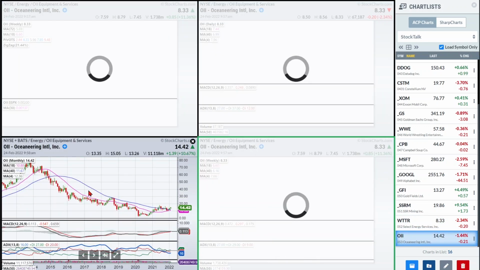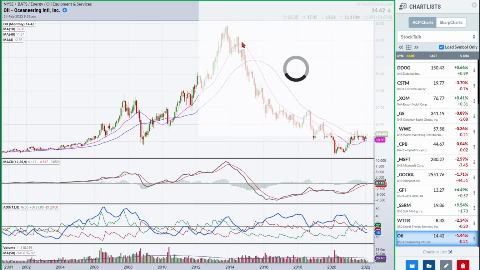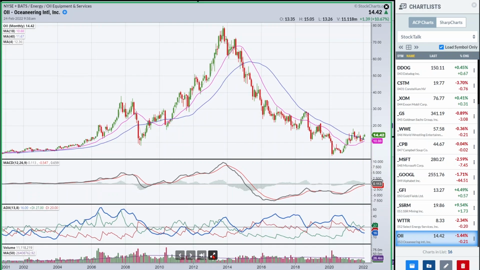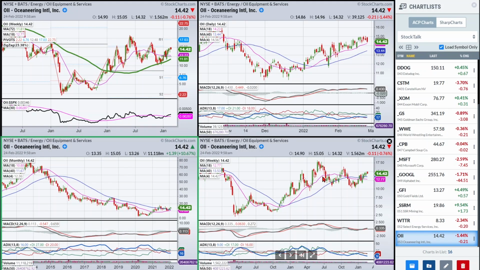Oceaneering, I think, is kind of interesting, and I just want to point this out. We can see this decline that's developed on the 18-month line. It's been declining for years. Now it's finally testing and holding this line. I'd be intrigued to watch for stocks in the energy area that are doing this.